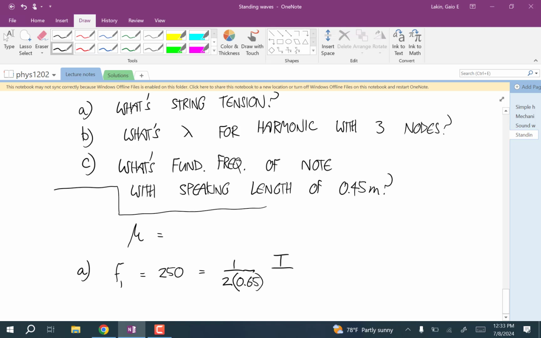So we have the mass of 0.001625 divided by the length of 0.65. And so this is 0.0025 kilograms per meter.